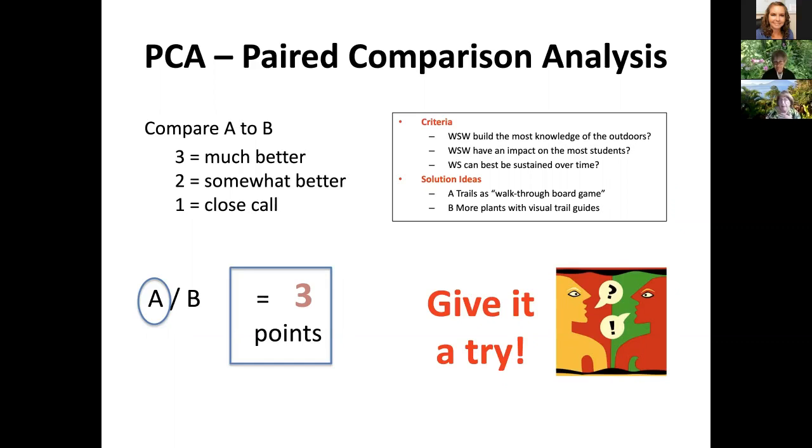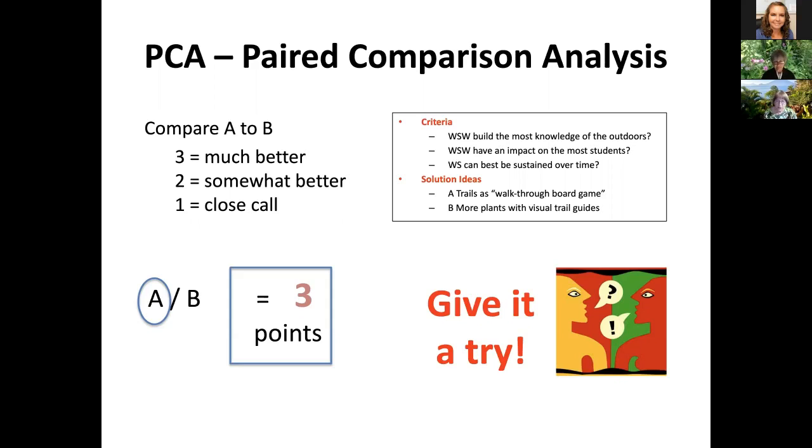The second step then is, how much better is it? Is it way better, much better for a 3? Is it somewhat better, a 2? Or is it a close call? We had trouble picking one. And so then you put in the points. And then the next box will show you comparing A to C and so forth.